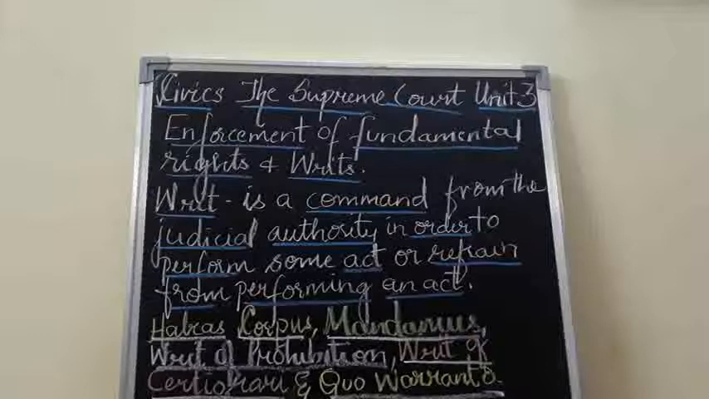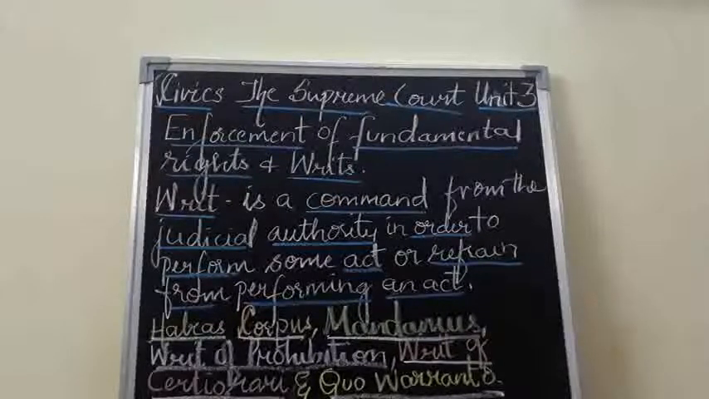So the superior court feels that the inferior court is exceeding its jurisdiction, so it gives an order to the lower court. Writ of certiorari. This is a remedial order passed when the Supreme Court finds that the lower court has overstepped its jurisdiction.